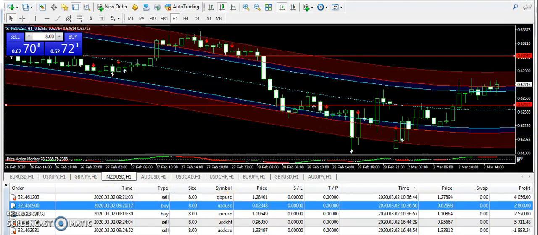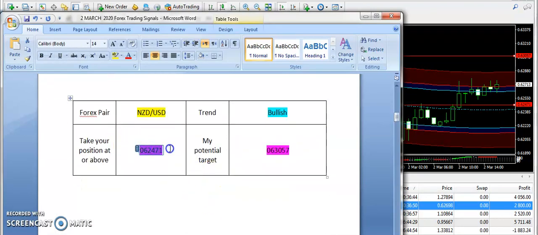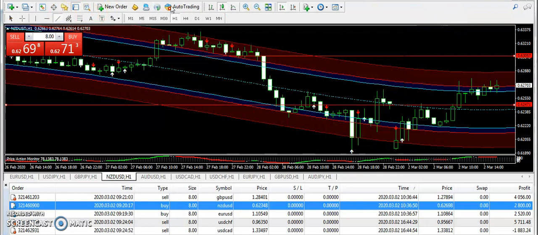Okay, now let's talk about New Zealand USD. So this is the second pair of my signals report. New Zealand USD with a bullish expectation from 062471 and 063057 is the target price. And guys, you can see right from the entry, the New Zealand USD has maintained the bullish pattern and it has gone straight up. Overall, you know that today it's Monday and normally the market keeps its momentum a bit slow, but this is quite fine for day trading. If you have traded in a bullish manner, then you must be in good profits on New Zealand USD.